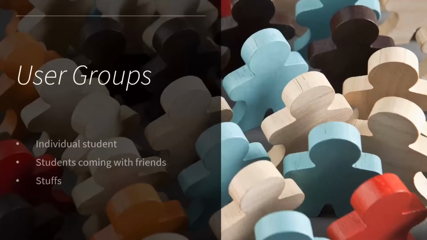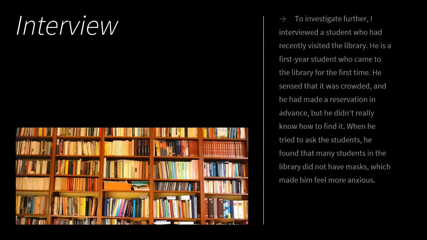There are roughly 3 types of users in the library: students studying alone, students who come in groups, and the staff. The individuals need to find a quiet corner in the library to complete tasks, while the groups of students need a relatively unclosed space to satisfy their requirements. The staff need to maintain the library facilities to meet the needs of the users.